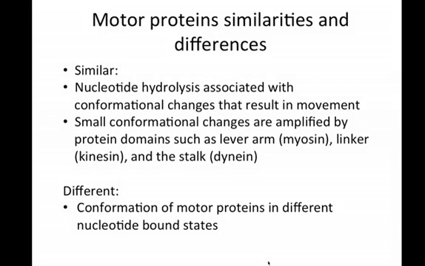How are they different? The conformation of the motor proteins is different in the different nucleotide bound states. So you can't say for all of them ATP bound means it's bound strongly to the track, hydrolyzed, it's not. They're all different, and I don't want you to get bogged down with those details because that's not important to me. Just understand these differences and similarities and the fact that you've got that conformational change that's driving the movement.